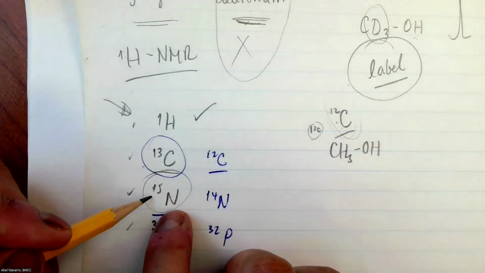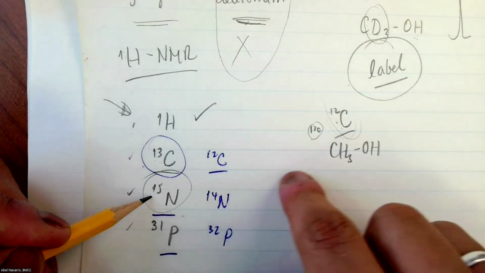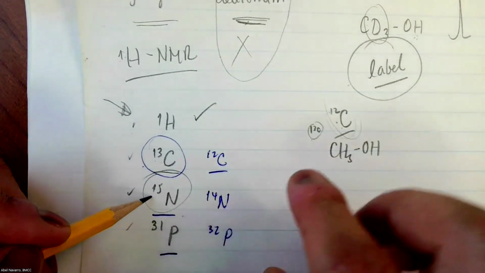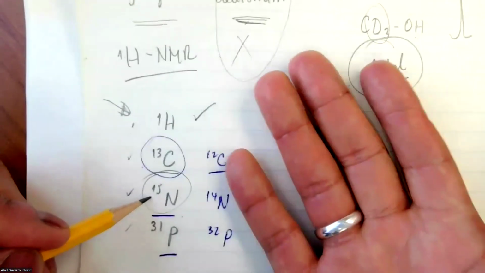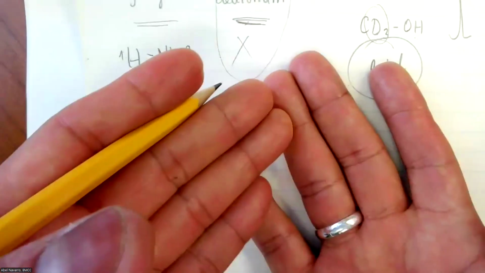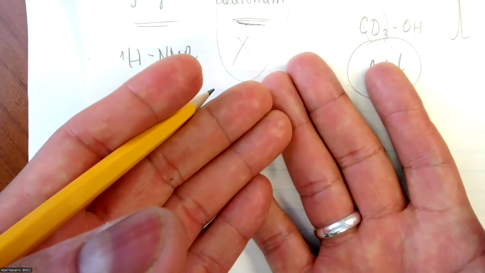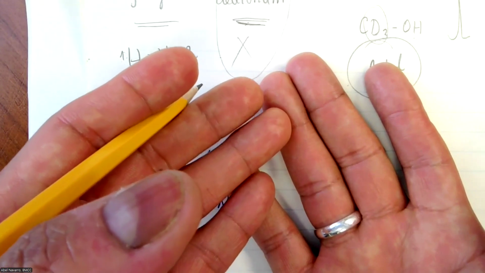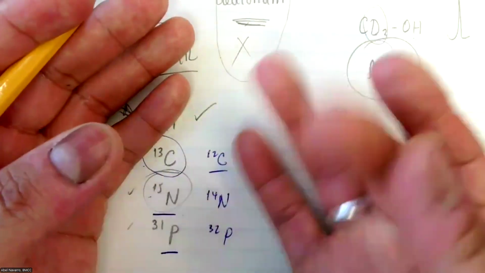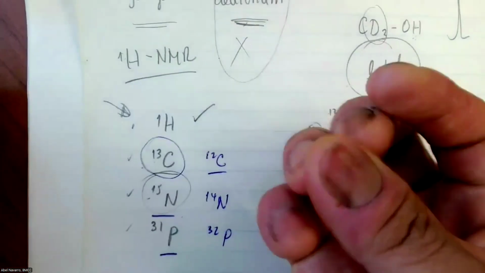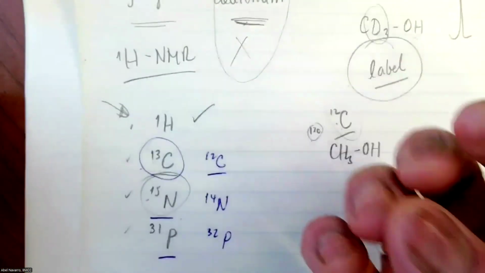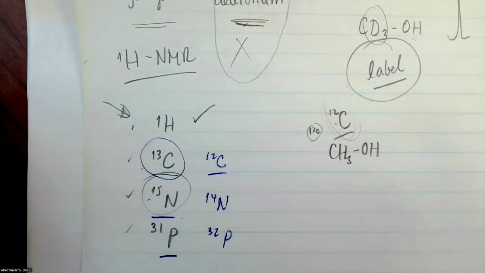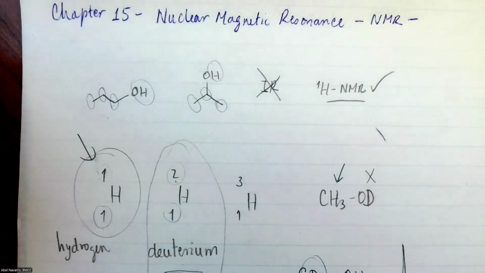Same thing with nitrogen 15. If you want to make a protein with nitrogen 15, when you're growing the bacteria, just give the bacteria nitrogen 15, as ammonium chloride or any other salt, sodium nitrate, something. The bacteria will eat that ammonium chloride or sodium nitrate that has nitrogen 15, so when it makes its own protein, it will have nitrogen 15. Same thing applies to phosphorus 31.